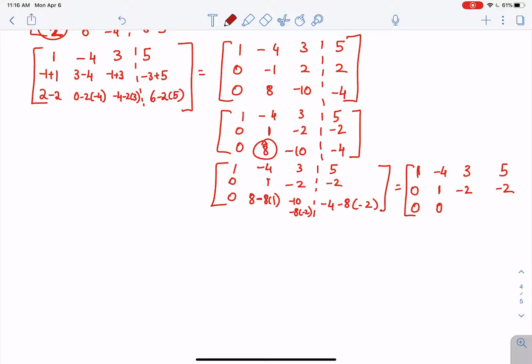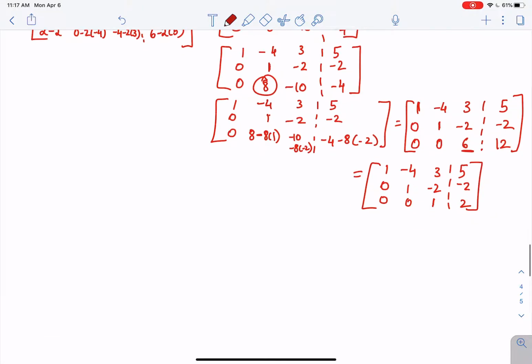So you get -10 plus 16, which is 6. And then this will be -4 plus 16, which is 12. The last step here is I need this to be a 1. So I'm going to divide this by 6. And I get that.